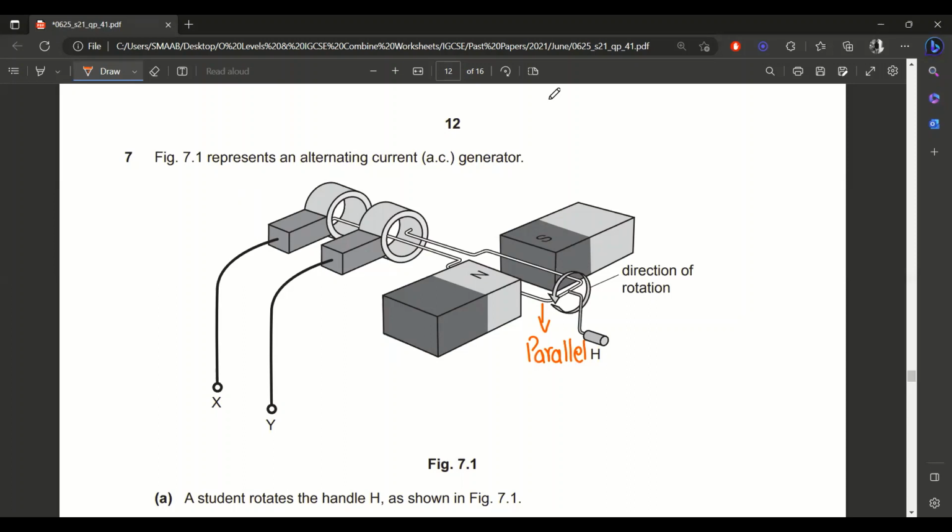If you remember when we were working with DC and AC, we discussed that in the parallel position, the value of EMF will be maximum, or the value of force will be maximum, right? If you remember the parallel condition.